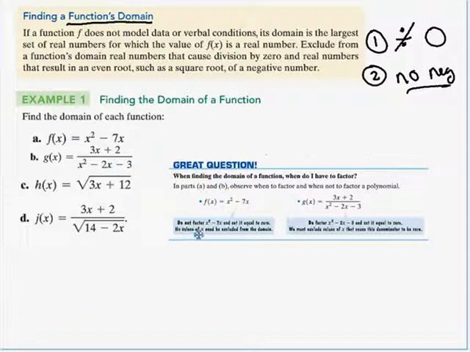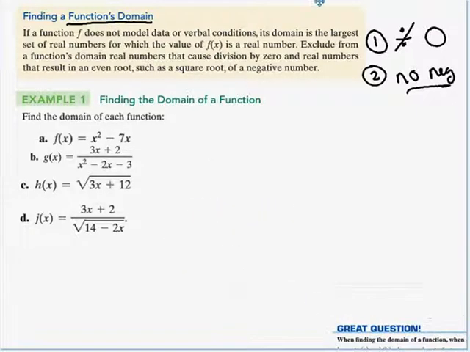No, it says do not factor x squared minus 7x and set it equal to 0. No values of x need to be excluded from the domain. Again, in letter A here, there was no chance to divide by 0 because there was no division at all. In letter B, we do have a ratio, a fraction, so there is a chance to divide by 0. So it says here, do factor x squared minus 2x minus 3 and set it equal to 0. We must exclude the values of x that cause this denominator to 0 out.